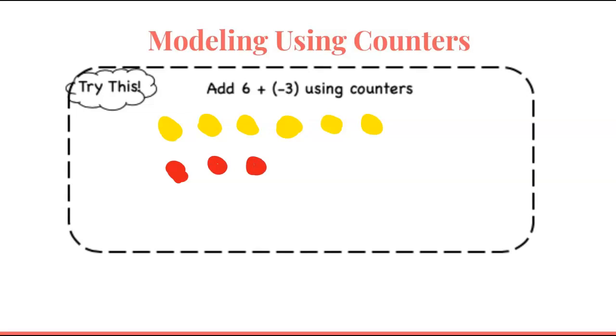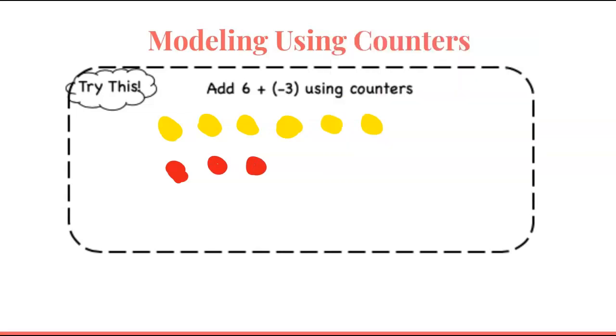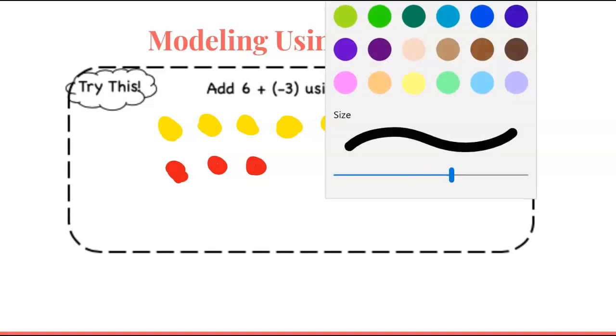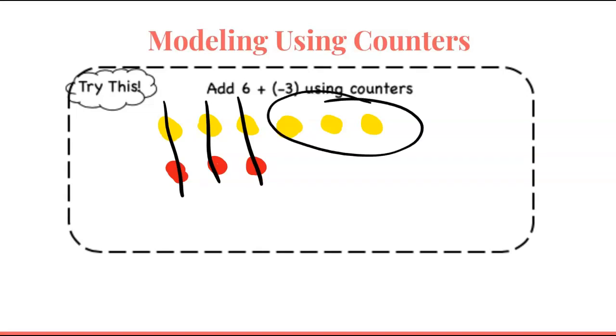So every positive and negative that I match up cancels out. And whatever I have left is my sum. Let me change my size. So I cancel out a positive and a negative matchup, positive negative matchup, and another positive negative matchup. What I'm left with is my answer. I'm left with 3 positive counters. And this means that 6 plus negative 3, my answer is positive 3. Okay, so that's how we do it using counters.